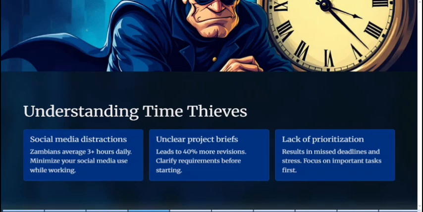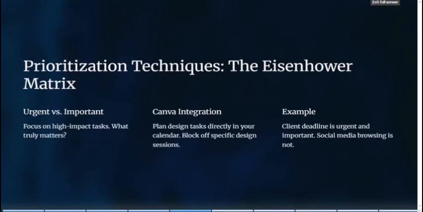Here are some prioritization techniques, starting with the Eisenhower matrix. There are four categories in the Eisenhower matrix which help you to prioritize what truly matters. And these four categories are: one, what's urgent and important, you do it now. Two, what's important but not urgent, you schedule it. Three, what's urgent but not important, you delegate it. And four, what's not urgent and not important, you delete it.